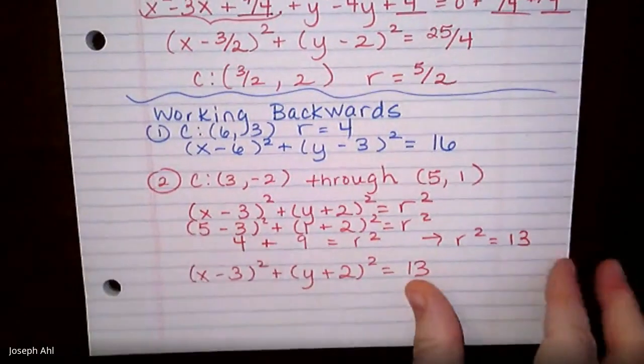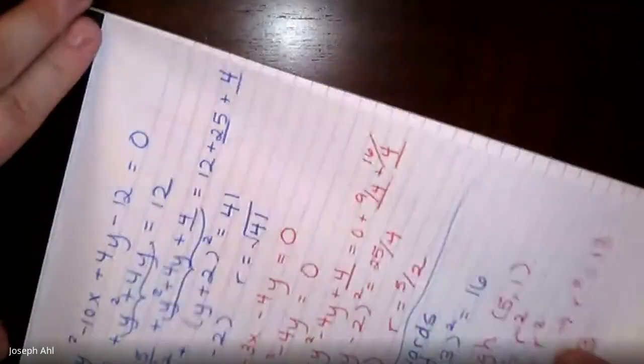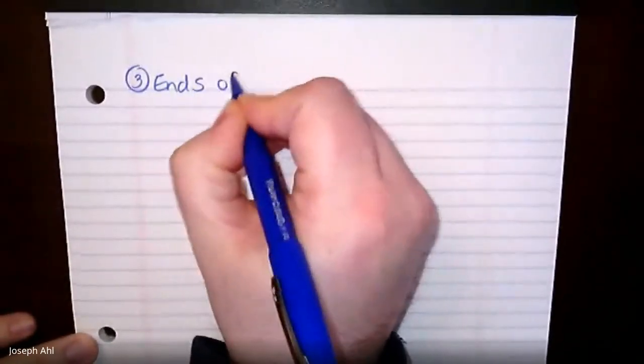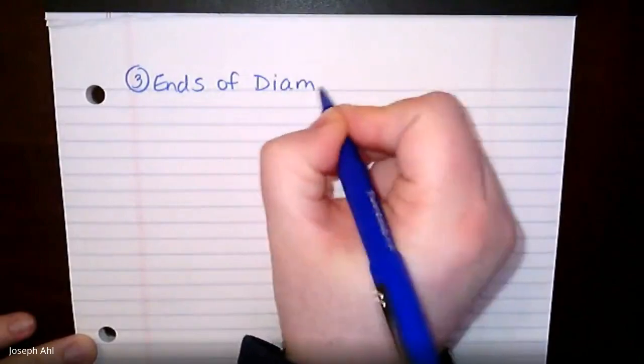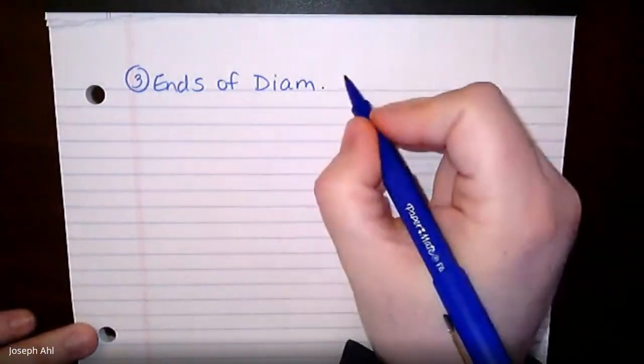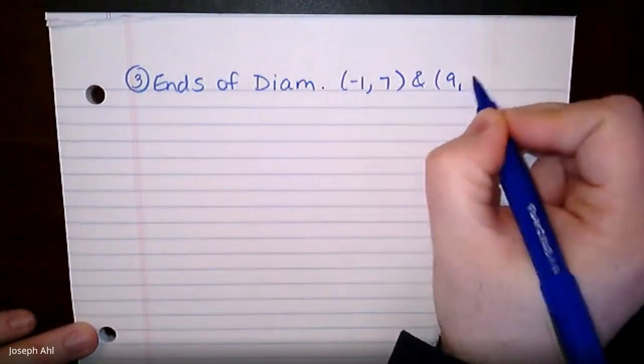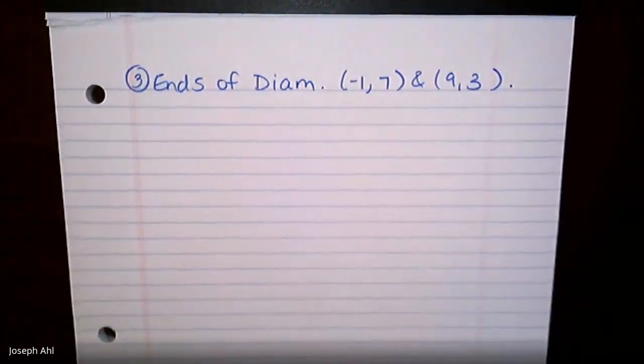But the last scenario I want to look at today is if I gave you the endpoints of the diameter. So in the last scenario, working backwards, I'm going to give you the ends of the diameter of the circle. Hopefully that circle terminology is pretty strong there. You know what the diameter is, right? All right, the ends of the diameter at -1, 7, and then also 9, 3.